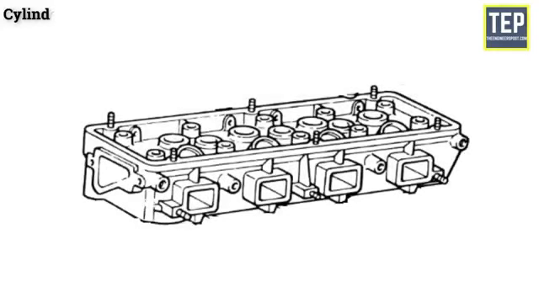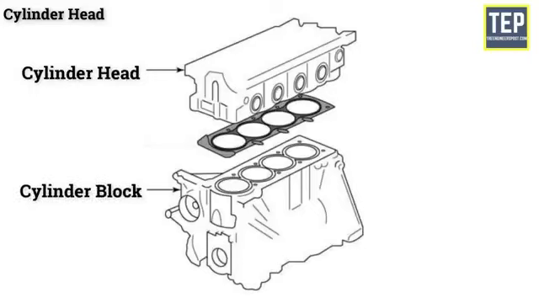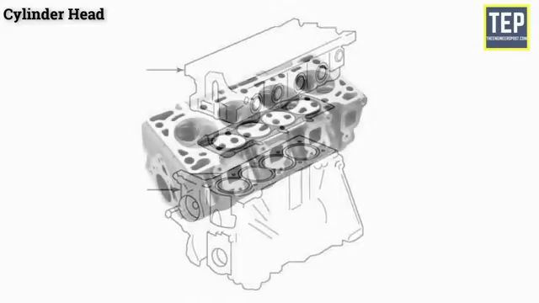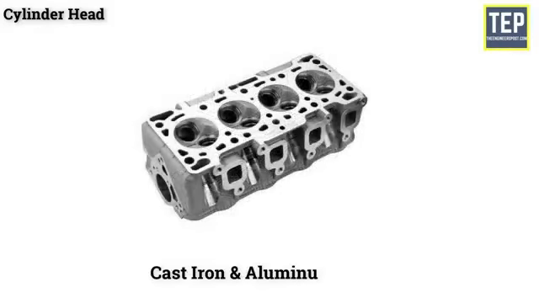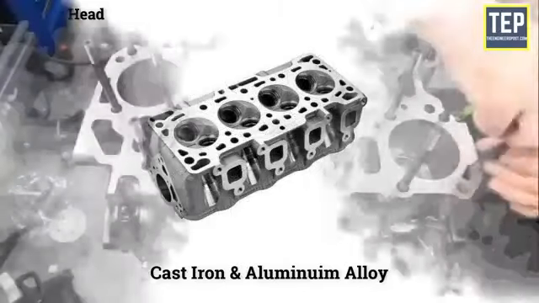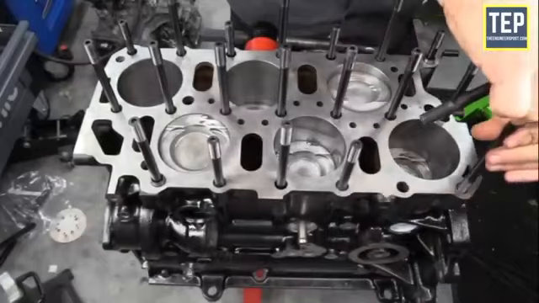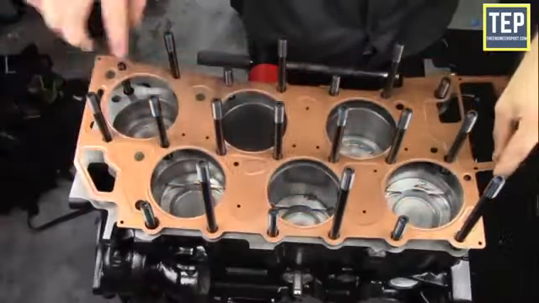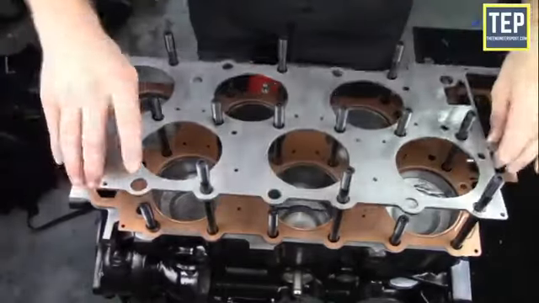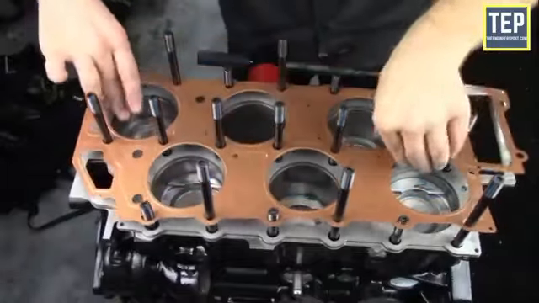Cylinder head. The cylinder head is another main part of an engine. It is a joint between the cylinder head and cylinder block. It is usually made up of cast iron and aluminium alloy. The cylinder head is attached to the cylinder block using studs fixed to the block. Gaskets are used to provide a tight, leak-proof joint between the head and block.